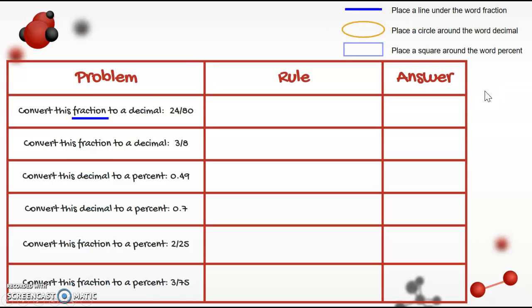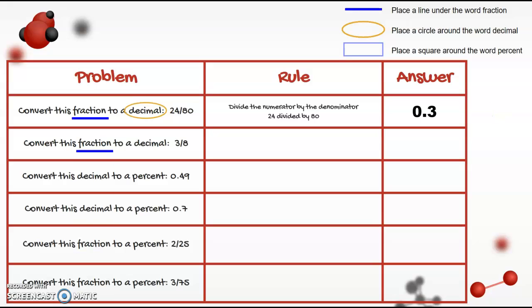We're underlining our word fraction, we're circling our word decimal, and our rule is we're going to divide the numerator, or the top number, by the denominator. So 24 is divided by 80. My answer then is 0.3. Now, if I was rounding to the 100th, I would actually have another 0. So it would be 0.30. I do apologize for that. I just was going through this quickly, but if you put 0.3, that's fine.